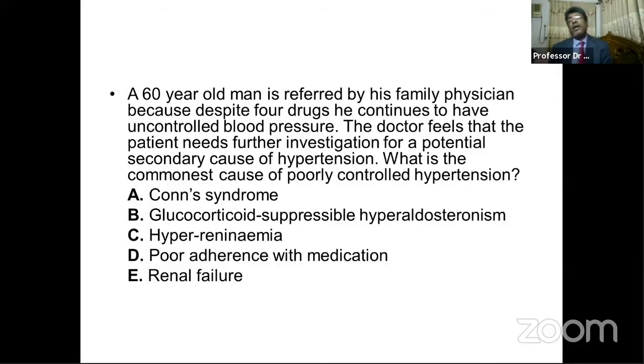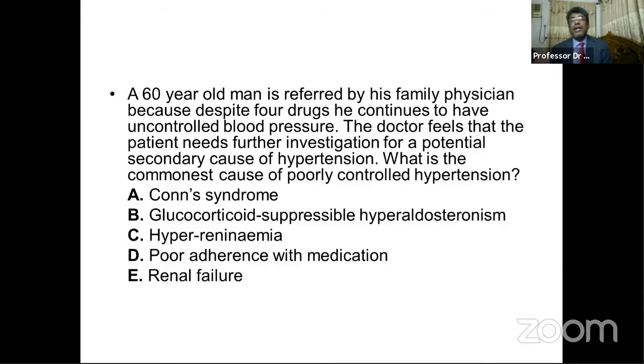In our practice, we see some common causes of poorly controlled hypertension. There are 5 options here: Conn syndrome, glucocorticoid-suppressible hyperaldosteronism, hypernatremia, poor adherence with medication, and renal failure. Though there are several common causes of secondary hypertension, such as renal failure, poor adherence with medication is the most common cause of poorly controlled hypertension. If the patient is not getting the prescribed antihypertensive properly, his blood pressure will not be properly controlled.